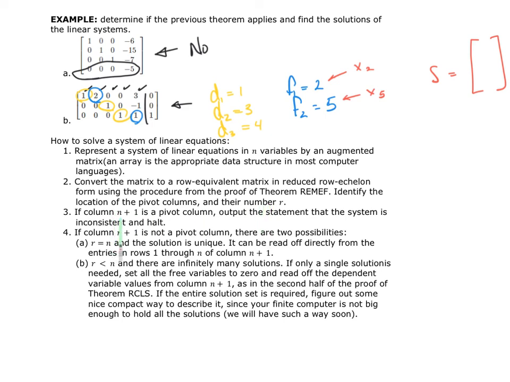And then we know that if n plus 1 is a pivot, that's basically saying your last column is a pivot, then we know the system is inconsistent and we stop. If that last column is not a pivot, then I have a unique solution when R is equal to n, the number of pivots equal to the number of variables. If R is less than n, so I have fewer pivots than variables, then I use my theorem RCLS up above, and I'm going to have an infinite number of solutions. So that's it. That's this video.